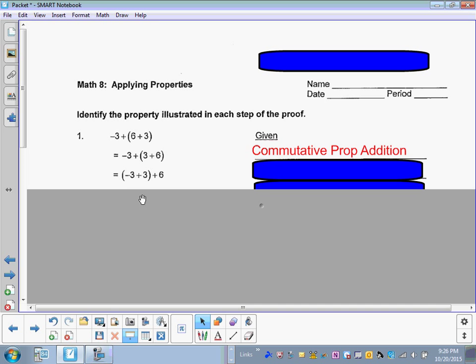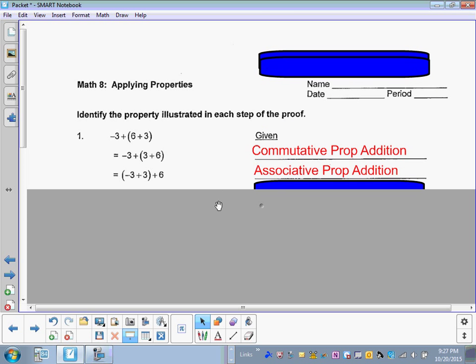In the next step, we have the quantity negative 3 plus 3 plus 6. So from step 2 to 3, we kept the order, but we changed the grouping. So that's an example of the associative property of addition.